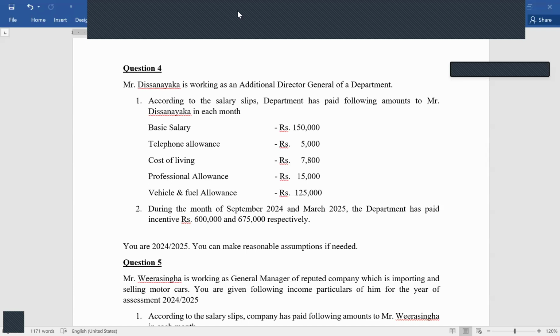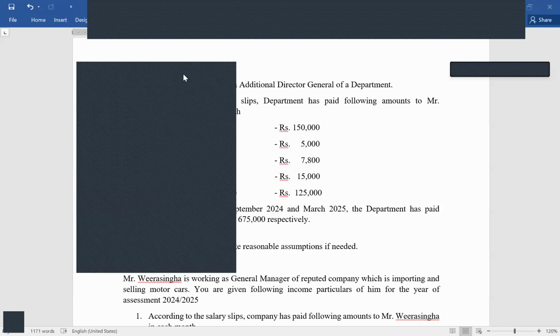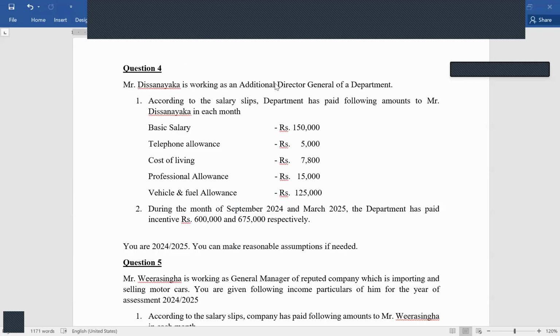Because the department has already paid it. 15K and 45K exempted. 15 taxed and 45. What is the 45 one? For telephone allowance, yes. For the telephone allowance, 45 is exempt, 15 is tax. That is true. Yes, okay. For the telephone allowance, it is okay.